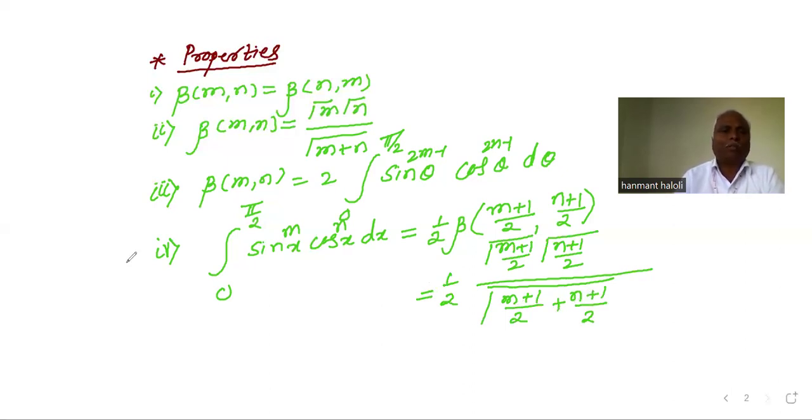This is the most important formula, which shows the relation between reduction formulas, the beta function, and the gamma function. Any example can be converted from reduction formulas into beta, and from beta into the gamma function.